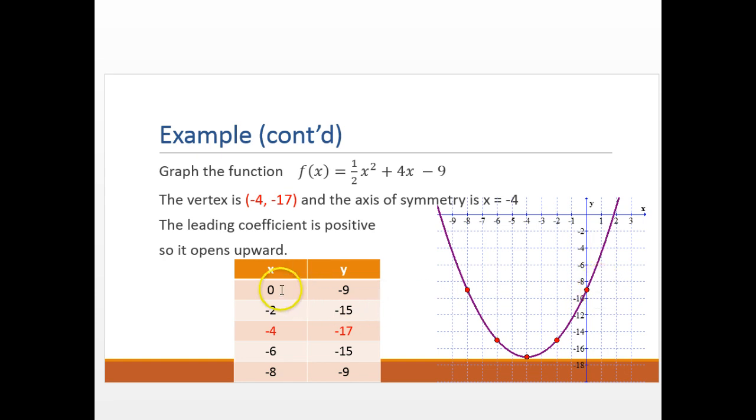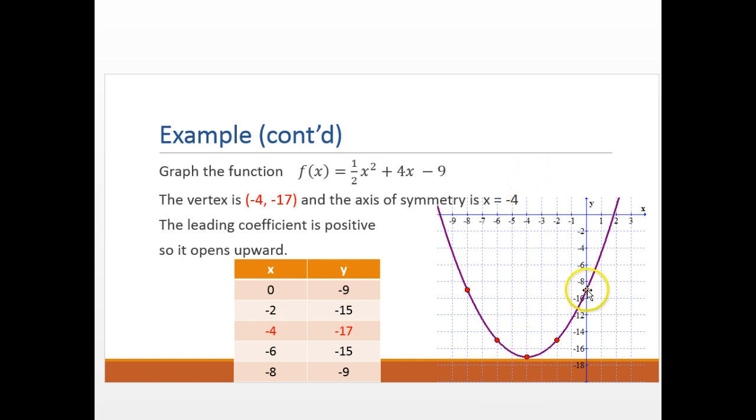If I plug in the x values 0, −2, −4, −6, and −8, we get out −9, −15, −17, −15, and −9. Notice in these y values how they repeat themselves. The reason this happens is because this is symmetrical. Remember the axis of symmetry.